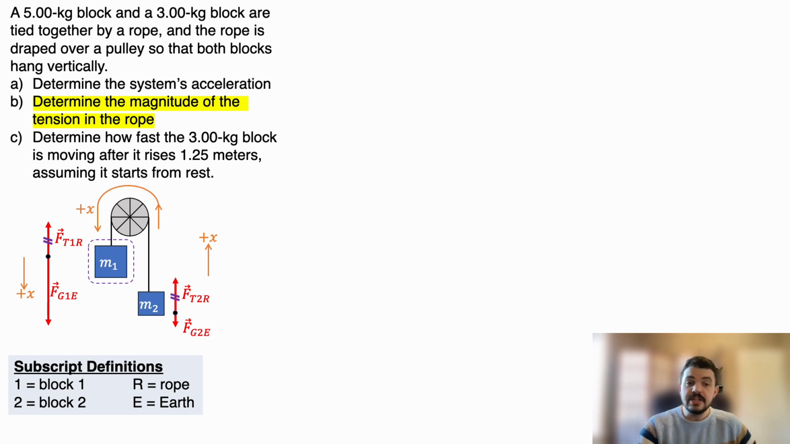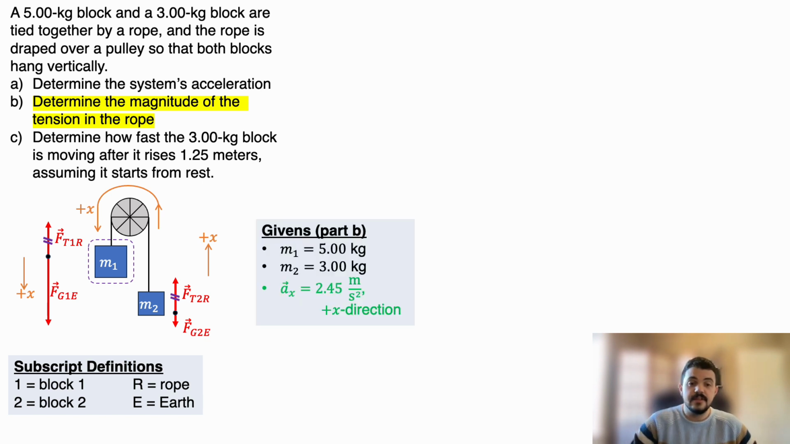My given information is, again, the mass of each block, but also the find from a previous part of the problem becomes a given later in the problem. So I found the acceleration in part A as 2.45 meters per second squared, and now I can use that as a given in part B. And my goal is to find the tension in the string, or at least how strong the tension in the string is, which I could write as FT1R or FT2R because the tension is the same in both places. I'm looking for a force.